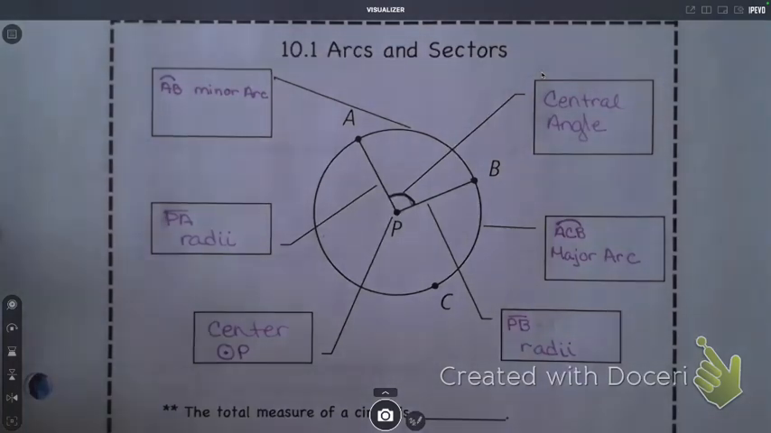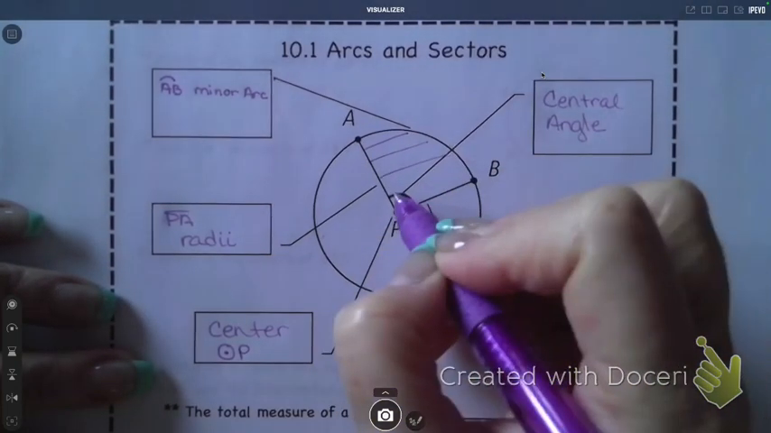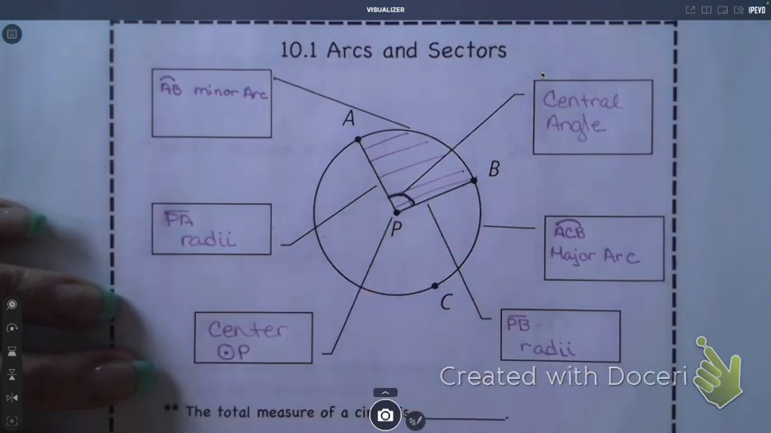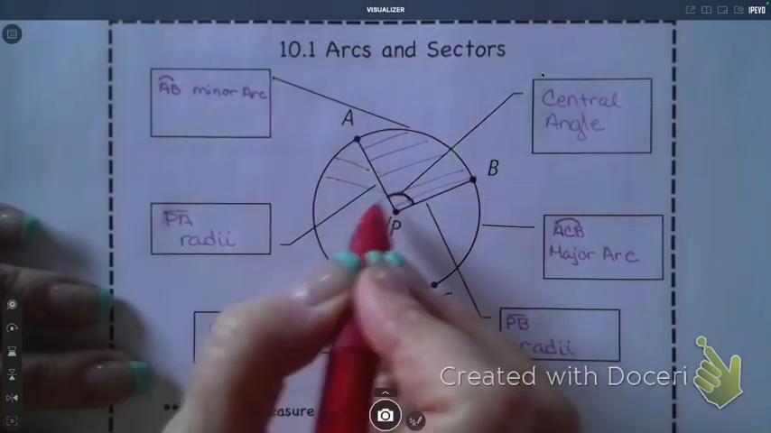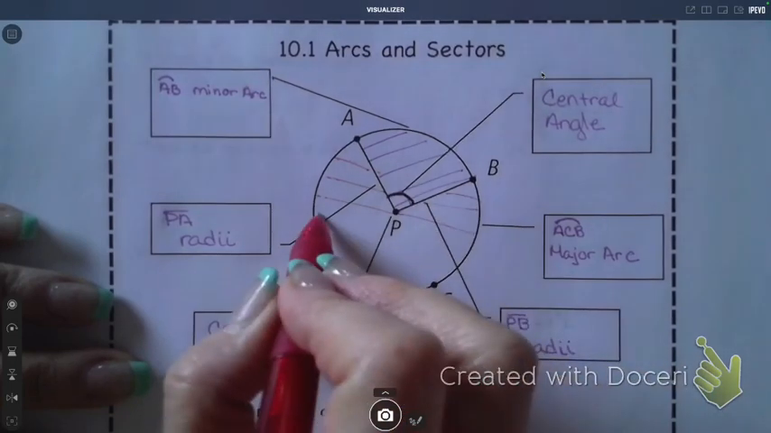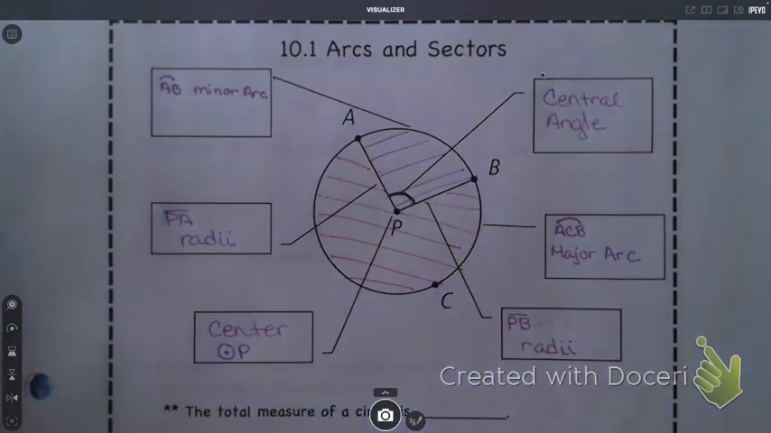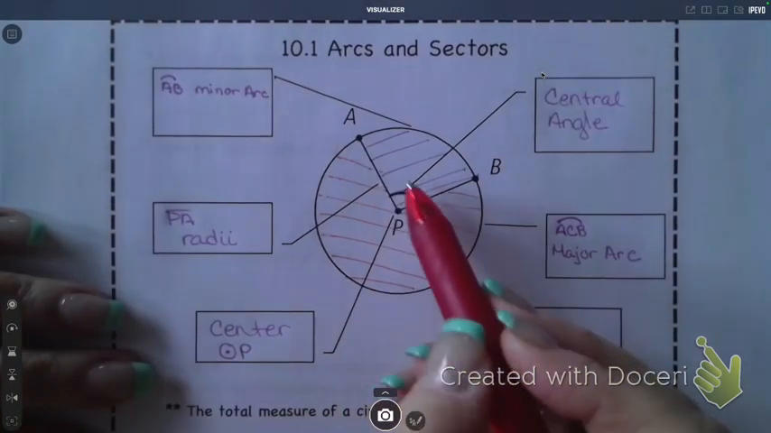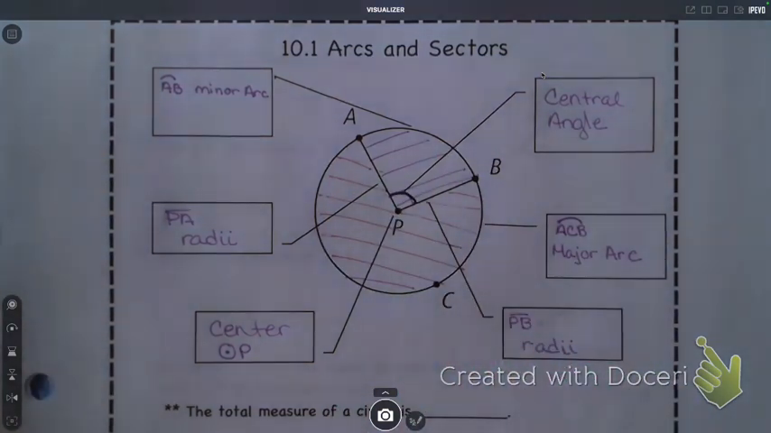A sector is the portion. So here, this is known as a sector. And also, in this circle, there are two sectors that make up the whole circle. Do you see that? Do you not see that it's cut into two pieces? These two pieces, if put together, make a whole circle, yes? So there are two sectors that make that whole circle.